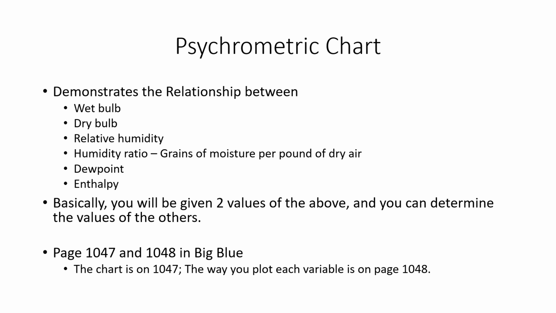It's not that complicated. You'll want to be on pages 1047 and 1048 in Big Blue. That is the manual you're going to want to be able to operate. That's the Refrigeration and Air Conditioning Technology book, the one that's 1,600 pages. I call it Big Blue. The chart is on page 1047. On the back side, on page 1048, it tells you how to plot the different things, whether you're going vertical, at an angle, horizontal, or what have you. So you're going to want to reference both of those pages as you go through, and on test day as well.